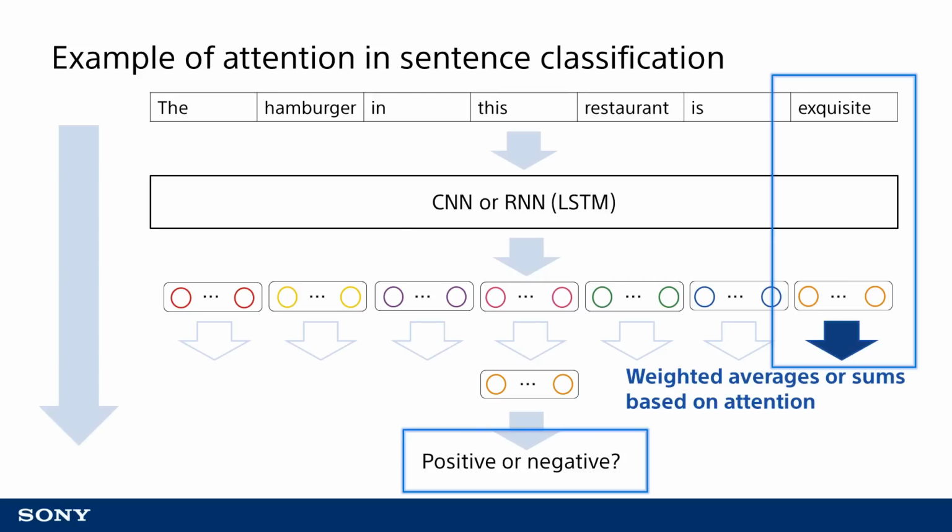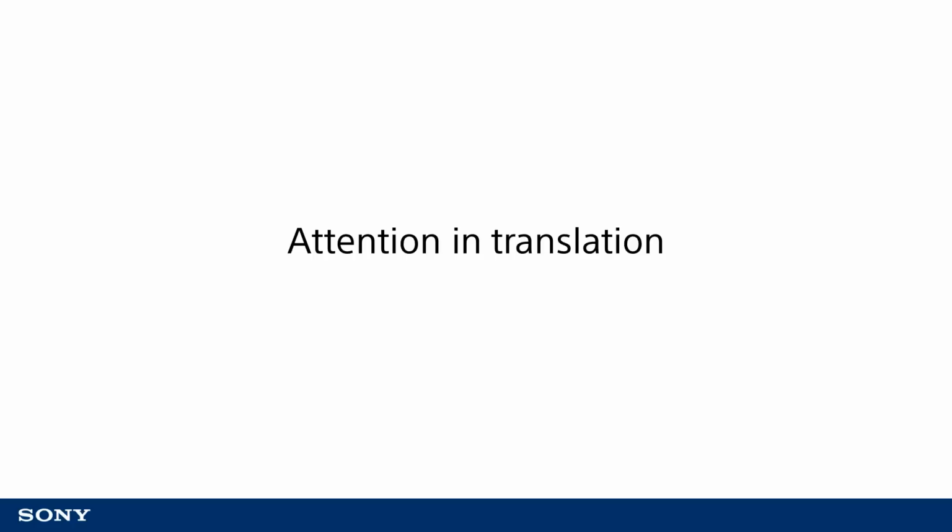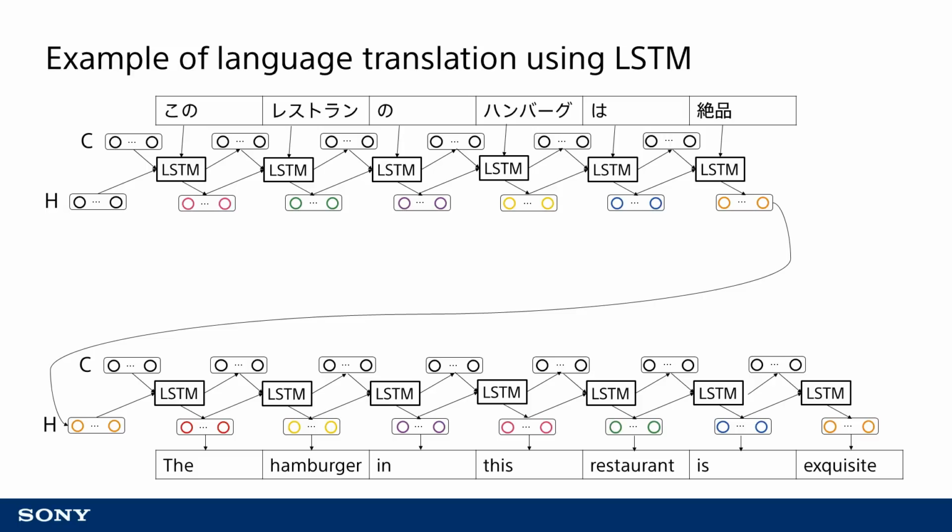In this example, the neural network can determine that a sentence is positive by focusing on only the word exquisite in the sentence. Now let's go over a typical use of attention often used in language-related tasks. Before we discuss using attention, let's first take a look at the basic neural network used to translate input sentences via LSTM in a recurrent neural network. I have discussed recurrent neural networks and LSTM in past videos, so please check those out.